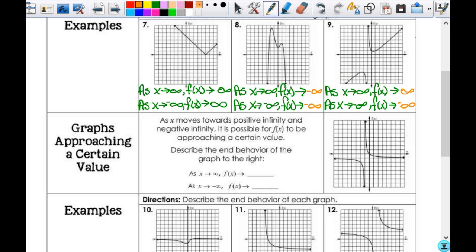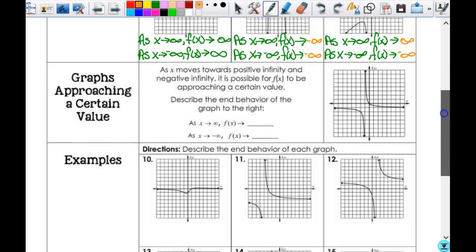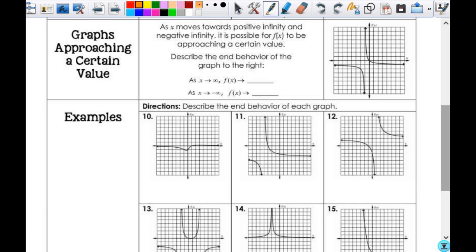Everybody else good? All right, so these are all about the infinities, right? So it doesn't always have to be infinity. Let's see what happens with the values here. So as x moves towards positive infinity and negative infinity, it's possible for f of x to be approaching a certain value. Because infinity is not a value, it could, but so we could be approaching a number. So if we look at the end behavior over here, this graph, as x approaches infinity, what are the y values approaching?